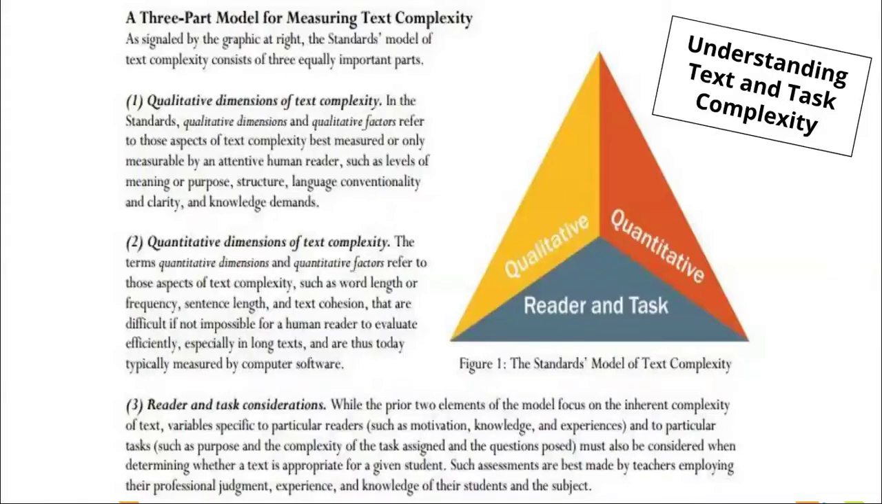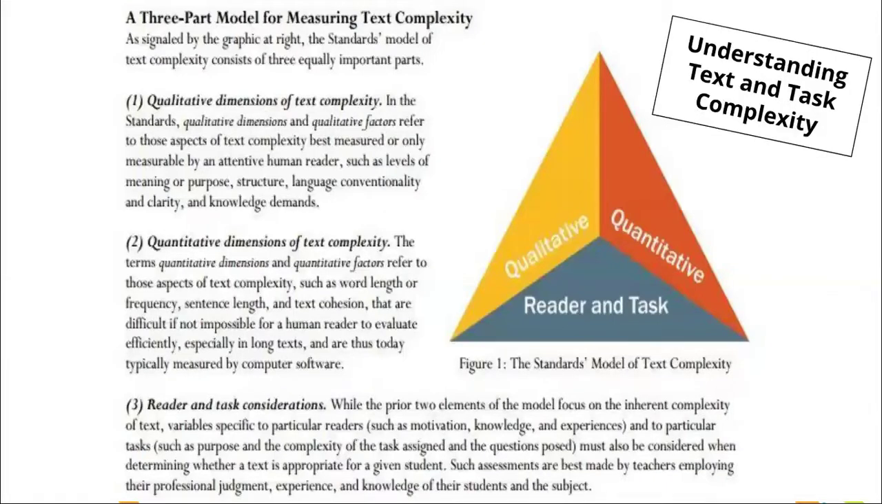And I'm sure this is another graphic that's familiar to you. This is key to understanding text and task complexity. So what makes a text complex? There are 3 dimensions, the qualitative dimensions of text complexity. Well, actually, I'll start with the quantitative one, number 2.